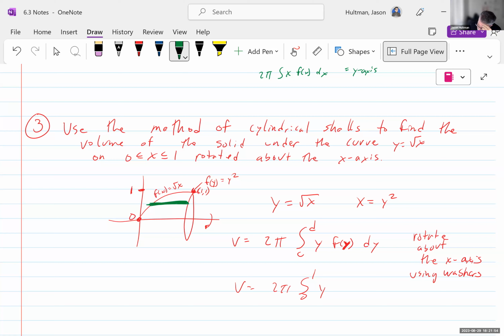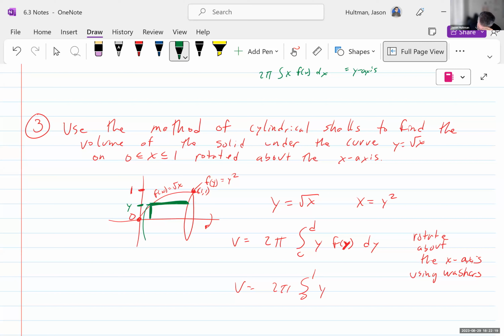What is the radius of my cylinders? My radius is still y. That makes sense. My radius is still y. Okay, because y is going to give me my radius.